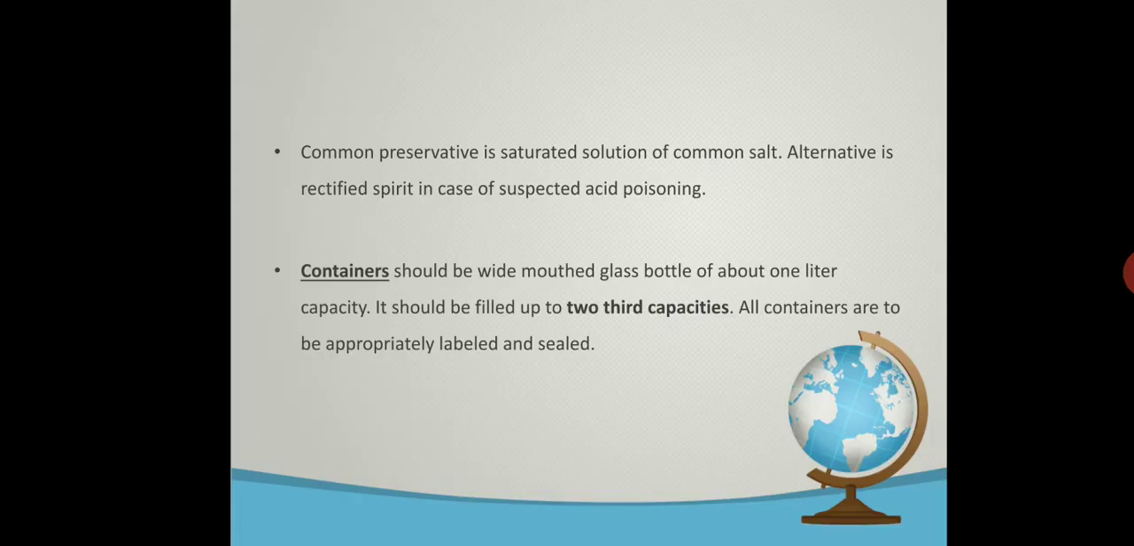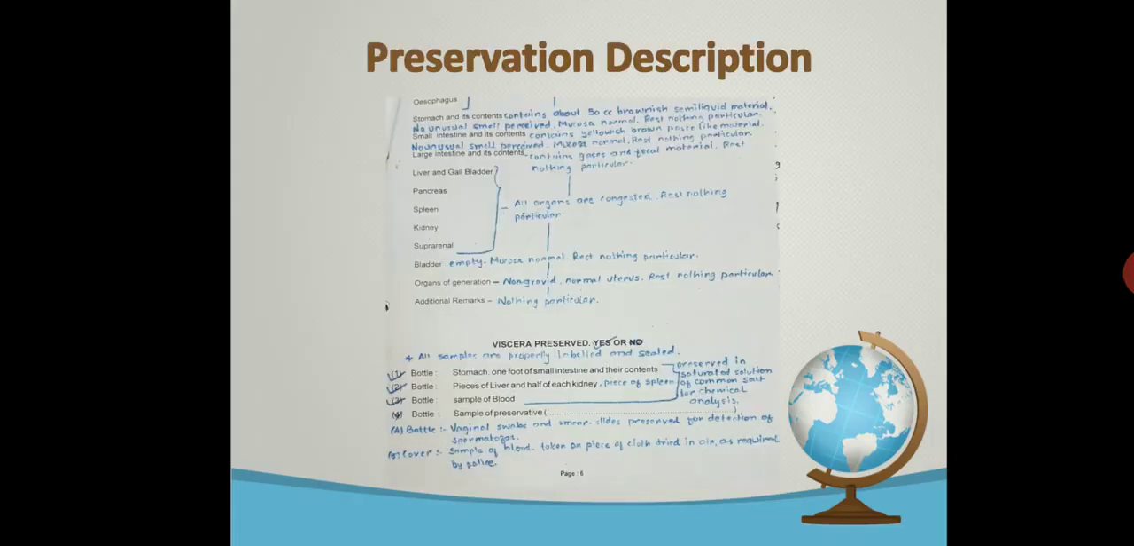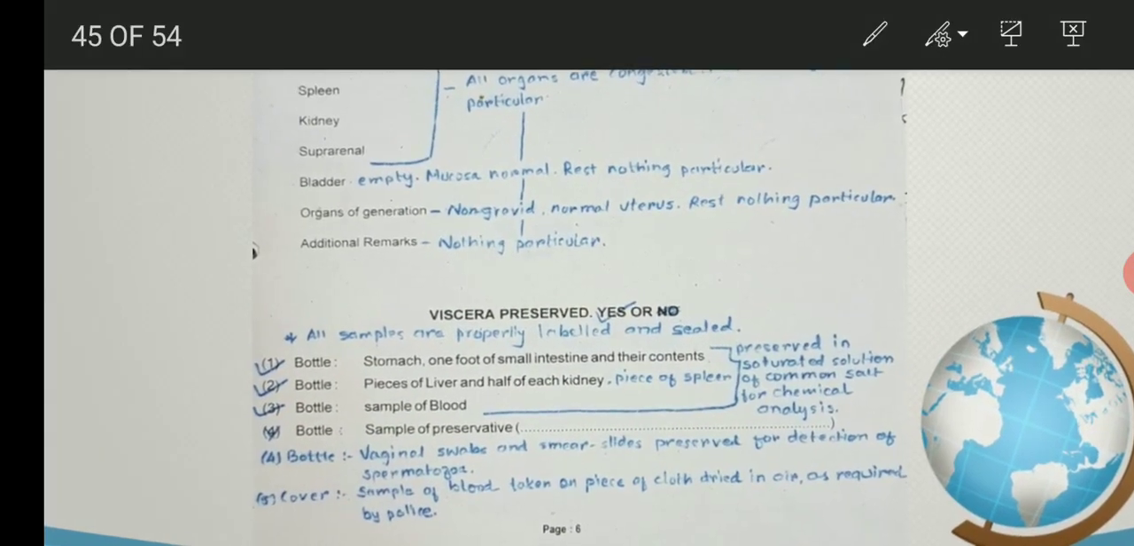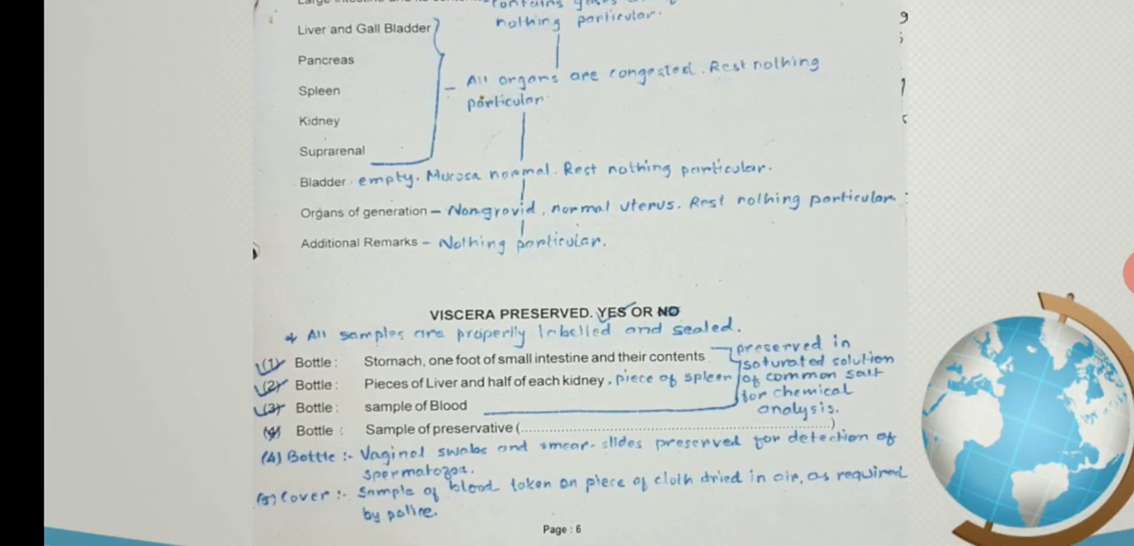So you should keep all these things in mind, and you have to describe all of this after the internal examination is completed. For sample preservation, a particular column is given in our postmortem report writing. So you have to describe all the samples you have taken and for what purpose you have taken them.